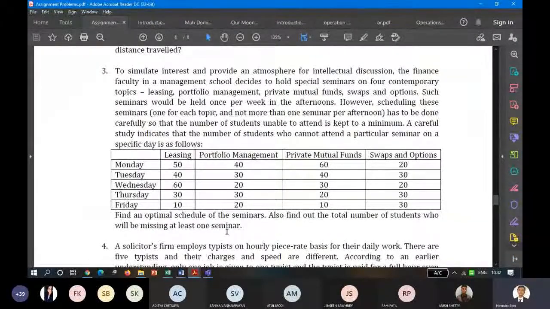Okay. What would be your objective? Maximization or minimization? Hello? Am I not audible? Sir, it's minimization or maximization? Minimization. Minimization. Very good. It would be minimization.